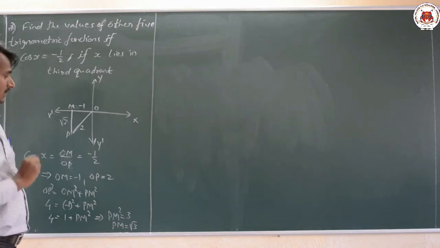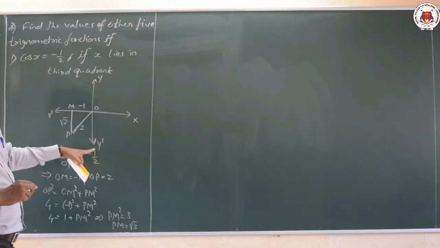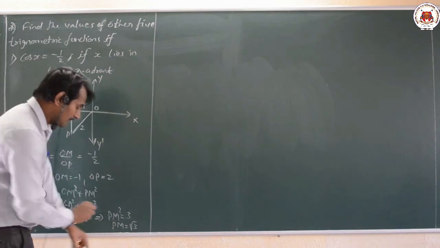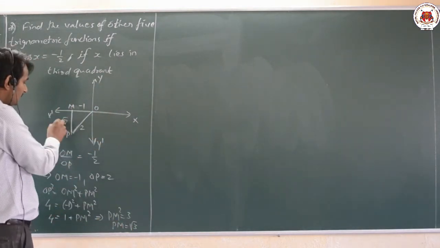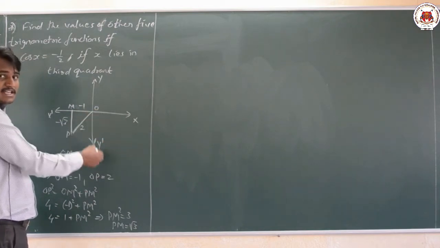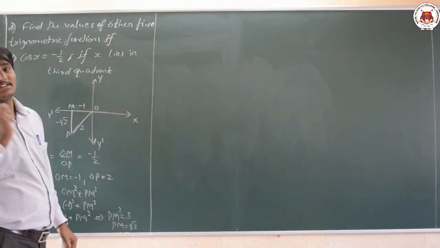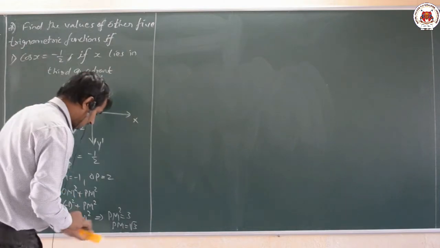But one more thing you have to observe, that this root 3 lies on the OY dash. Here we are having both plus or minus. Which do we have to choose? That is, MP is negative. Negative in which? That is OY dash. On the OY dash axis, the y values are negative. That is a very important thing for you to remember here.